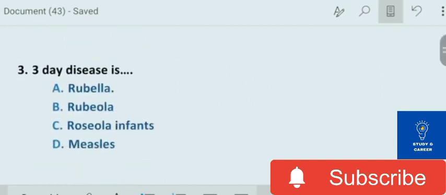Third, 3-day disease is a dash. A. rubella, B. rubeola, C. roseola infantum, D. measles. So 3-day disease is rubella. A is the right answer.